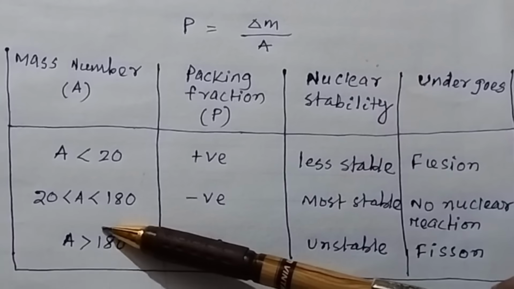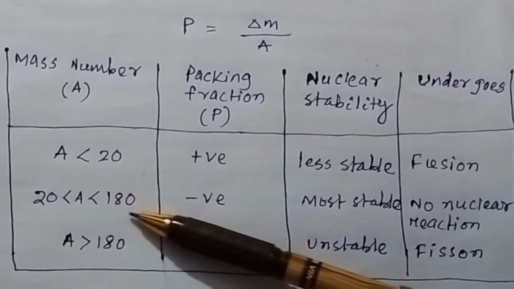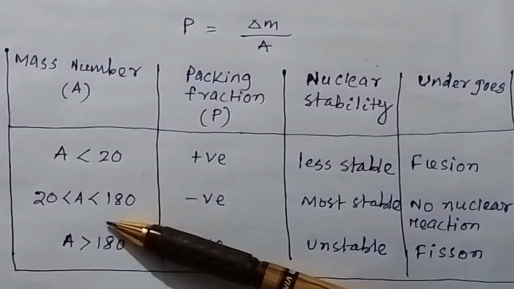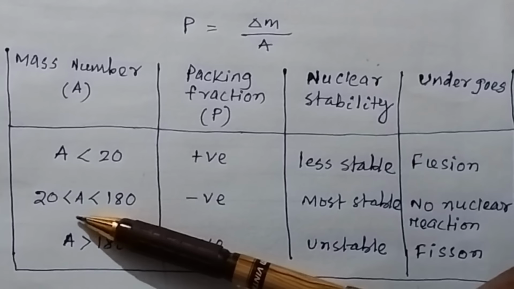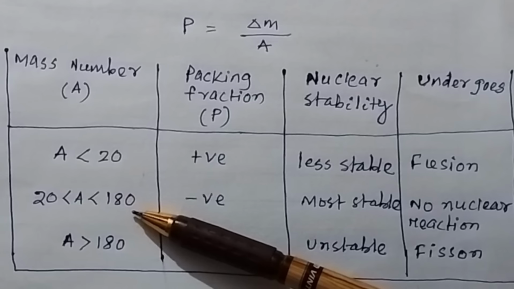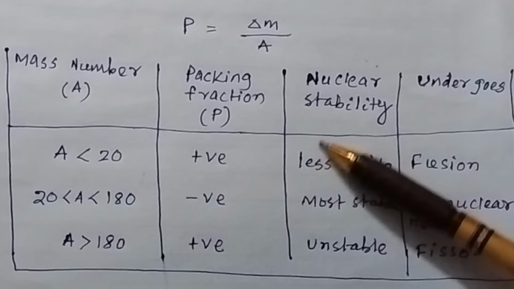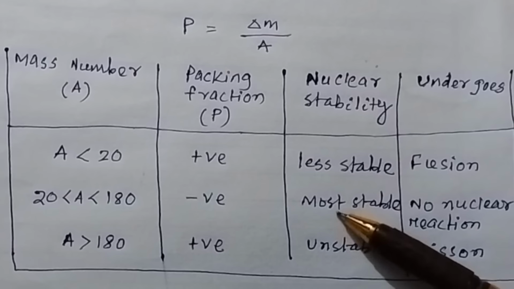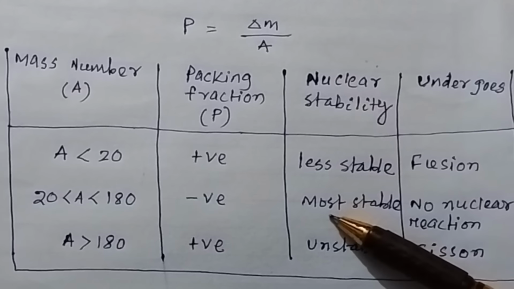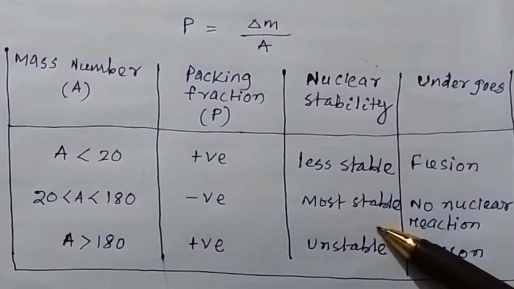If the mass number A lies between 20 and 180, you have to remember it. If the mass number lies between 20 and 180, the packing fraction P is negative, and what about nuclear stability? The nucleus is most stable.